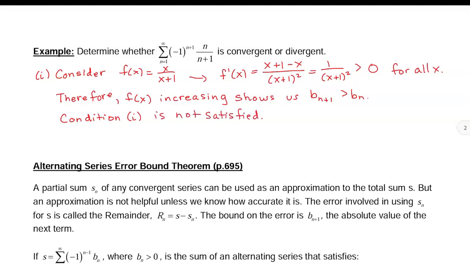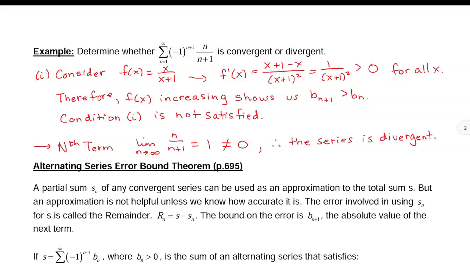If we look at the nth term test on the nth term n over n plus 1, the limit as n goes to infinity of n over n plus 1 equals 1, which means that's not equal to 0. Therefore, the series is divergent. Let's take a quick look at the terms of that series on the graphing calculator.